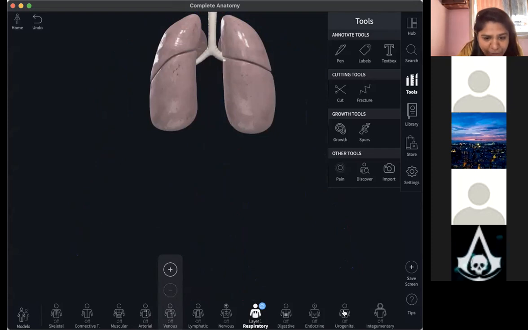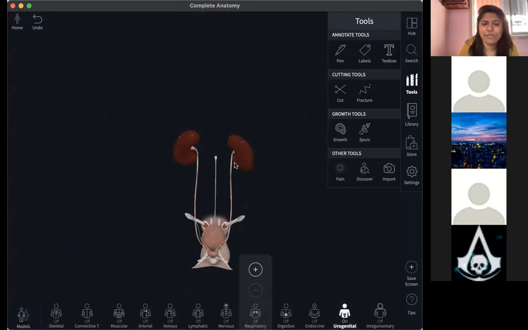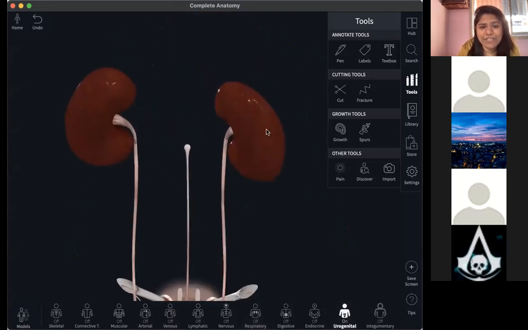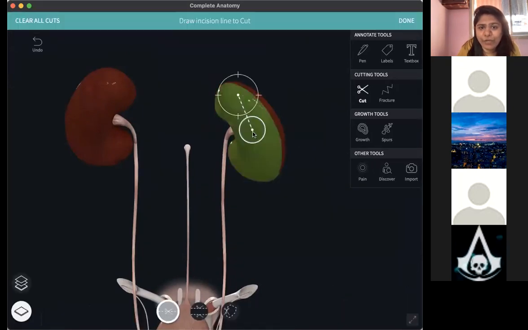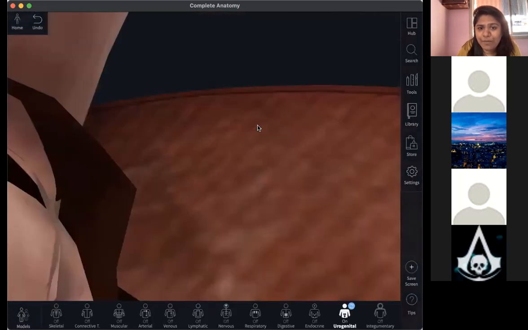Then we look at your urinogenital system. What the urinogenital system is going to do is it is going to consist of these two parts called kidneys, right? If you cut open a kidney, what you would see is that it is made up of these small pyramidal structures.